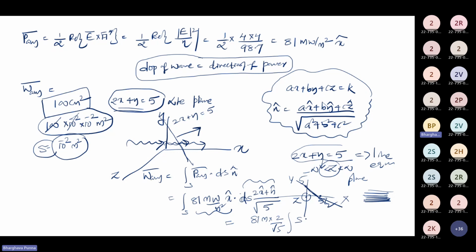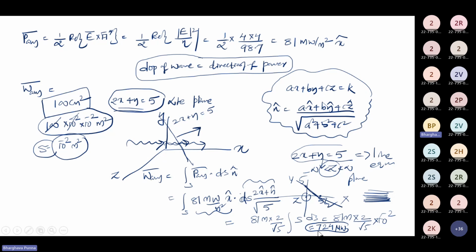So integral of ds. So what is the total surface? They have given 10 power minus 2 meters square. So 81 milli into 2 by root 5 into the total surface, 10 power minus 2. This will give you the power propagating through that particular given surface. So how much will you get? 724. Writing here 724 microwatts. This is the answer.